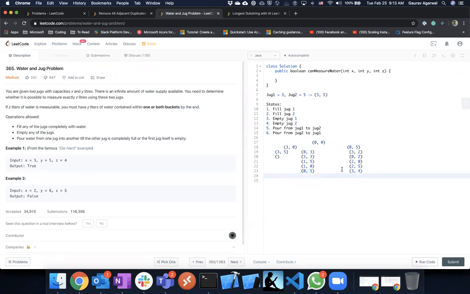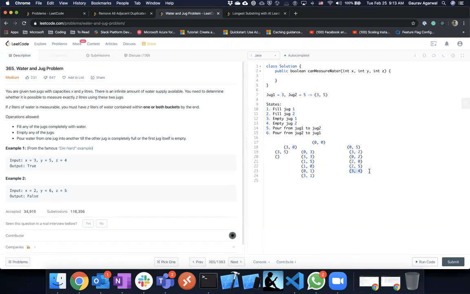What if we had traversed this node first? Then 3, 1. Fill jug 1, 3, 1. This also leads us to the solution, because 3 plus 1 is 4. And if we had picked this node first, we would get the solution here. If we had picked 2, 5, then we would have got the solution here.